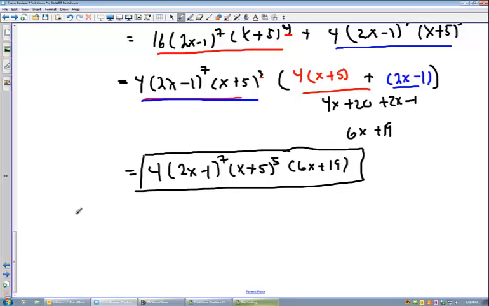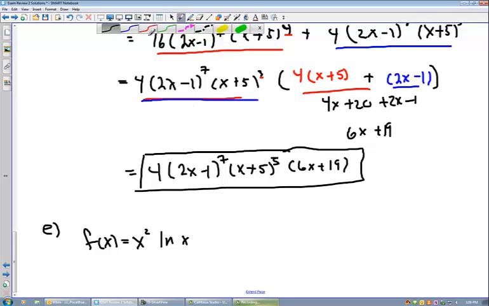Okay, what's next? That was part D. Now we move on to part E. F of x is equal to x squared ln of x. So take a minute, look at it, think about it, and if you said it, x squared times ln of x, it'll tell you what to do.